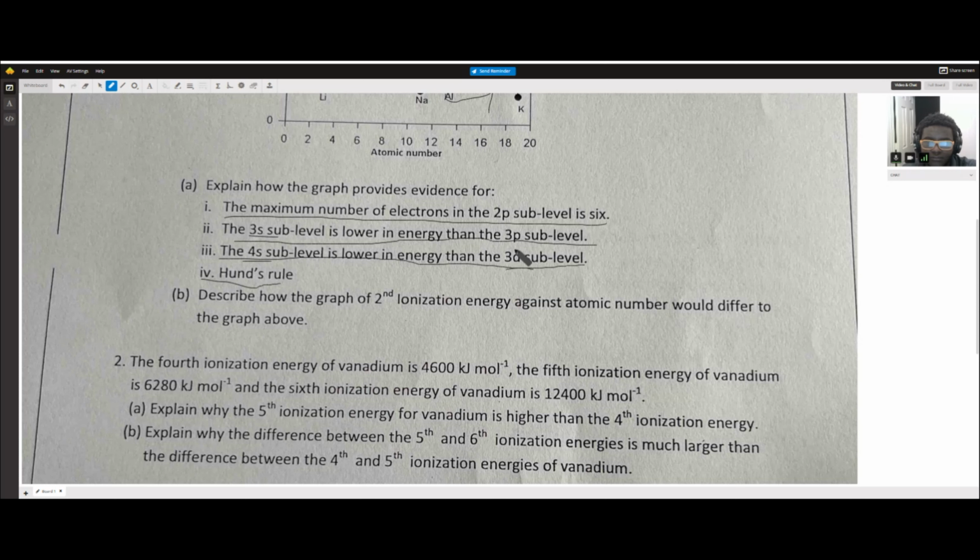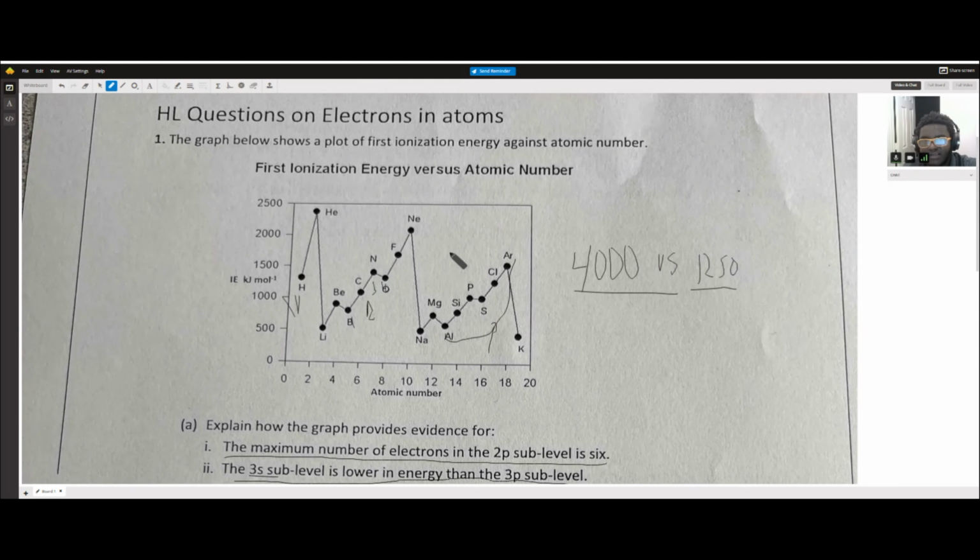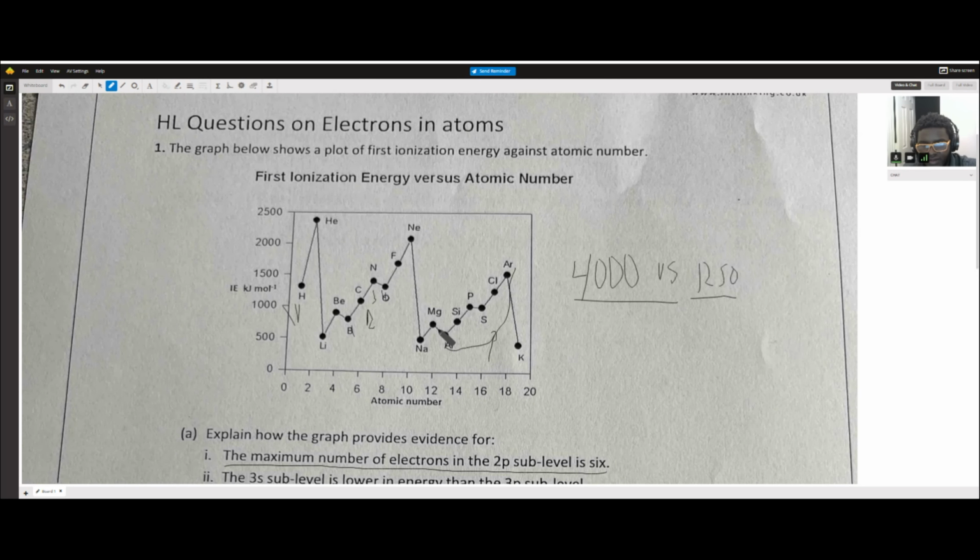All right. And we talked about how the graph of the second ionization energy would differ. It would differ in that there is a difference here in traveling through a subshell, because it takes significantly more energy to remove an electron from a filled subshell, or a filled energy shell, as we can see with neon. It takes a lot more energy to remove an electron from a filled energy shell.